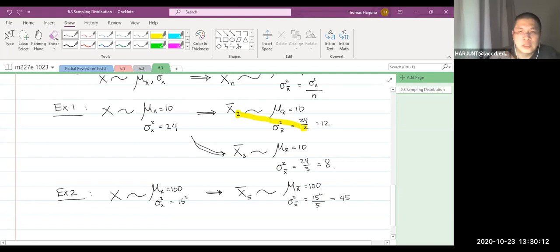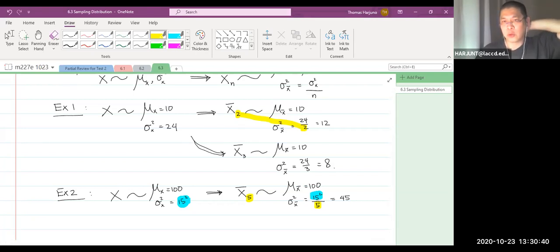Now, it's not about the 45. You can just use a calculator to get that 45. It's about how you get that 45. That 45 comes from the variance of the underlying distribution divided by the sample size. It is just that simple.